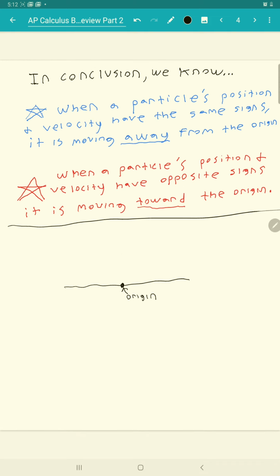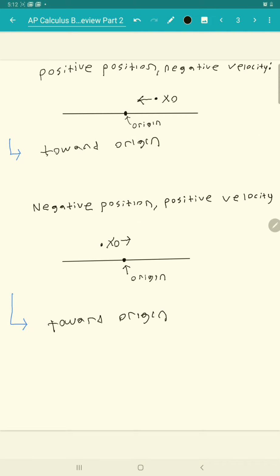And then the other conclusion we can come to is that when a particle's position and velocity have opposite signs, it is moving toward the origin. We can see this in the last two scenarios. When they have opposite signs, it is starting out to one side of the origin, like in the first one, it is starting out to the right of the origin, and it is moving in the opposite direction. So it would be moving toward the origin.